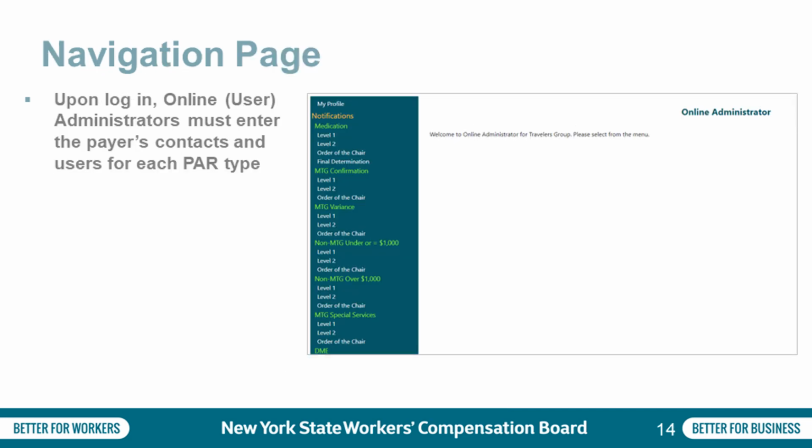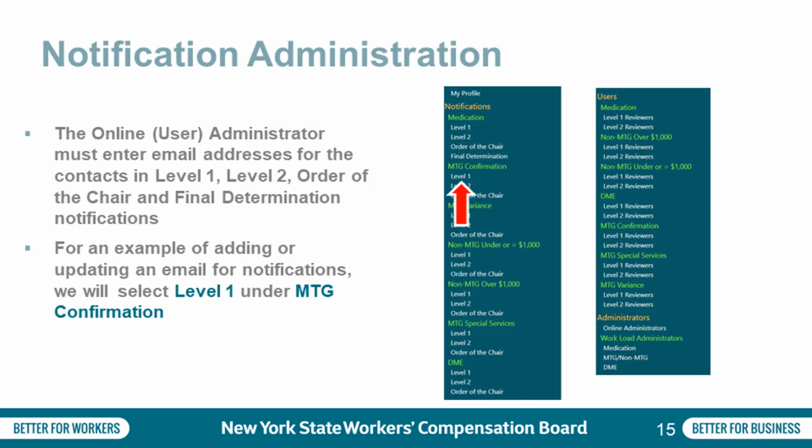You will land on the navigation page shown here. This is where you can select each PAR role and begin entering information for notification contacts and user roles. Let's review the administration process for assigning notification contacts. Online user administrators must enter email addresses for the contacts in Level 1, Level 2, Order of the Chair, and Final Determination notifications. To show a quick example, let's select the Level 1 under MTG Confirmation.